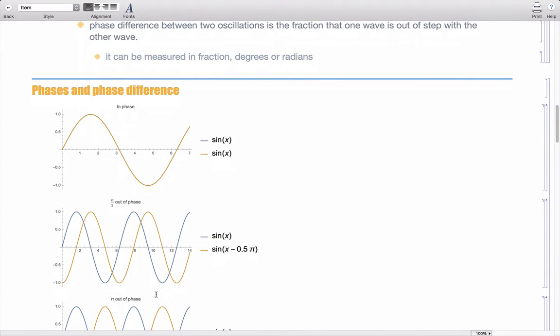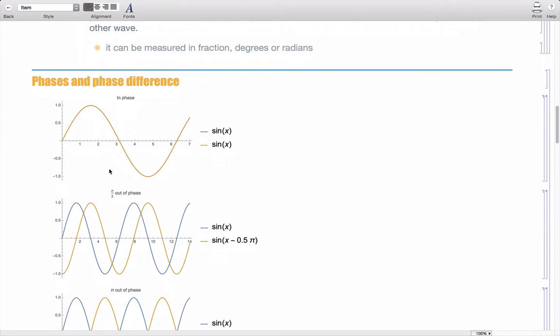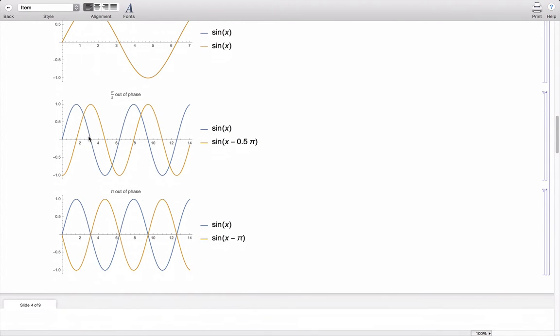This is an example of the meaning of phase and phase difference. When we talk about a particular point, this particular point corresponds to 90 degrees of a complete oscillation. So the phase of this point is 90 degrees or pi over 2 radians. If we have two waves and we want to know how much out of step one wave is with respect to the other, then we can describe this difference using phase difference.